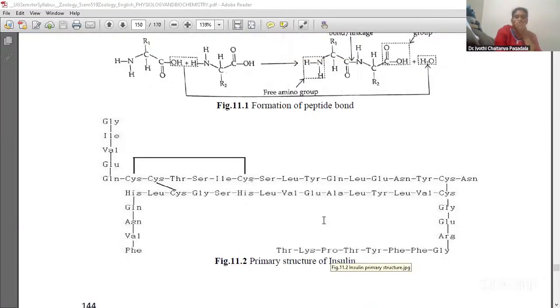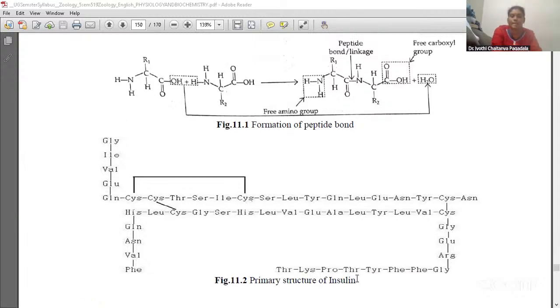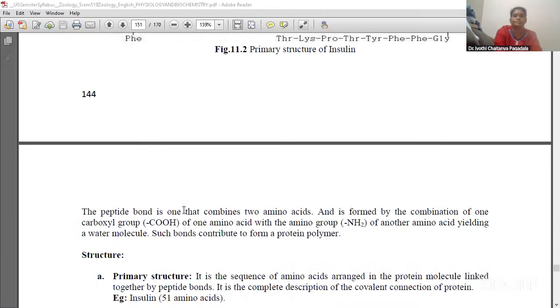Here you can see the primary structure of insulin, a group of amino acids. Here you can see the formation of peptide bonds between the amino group and carboxyl group.